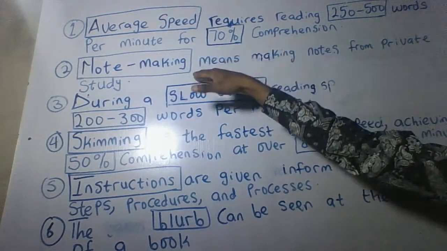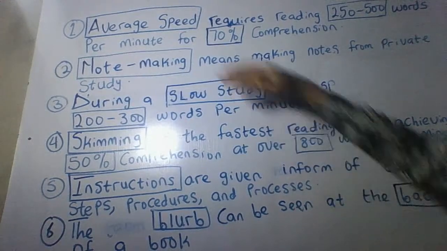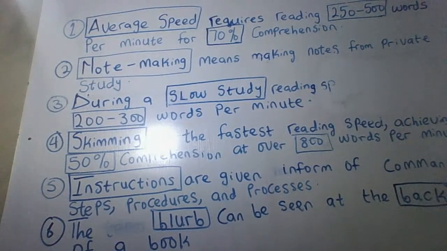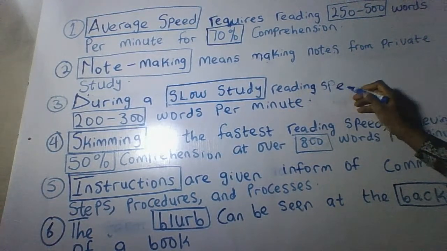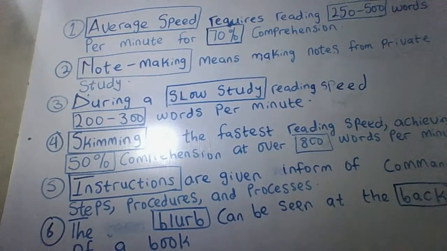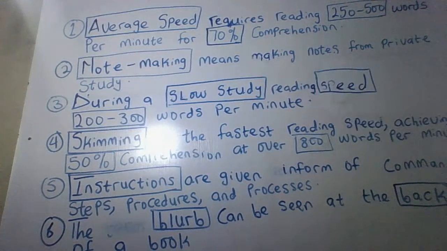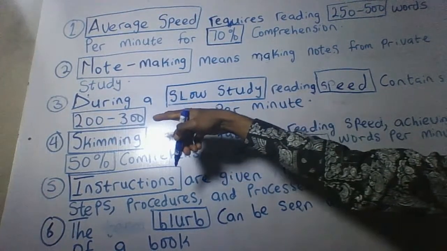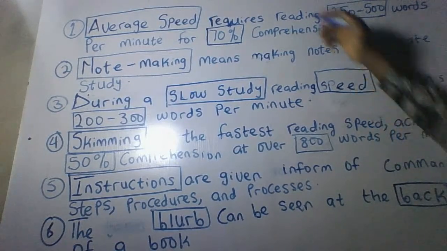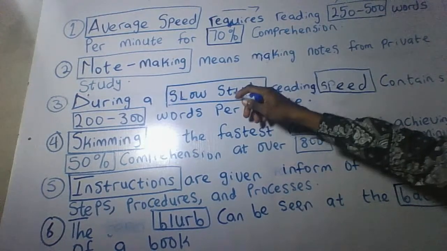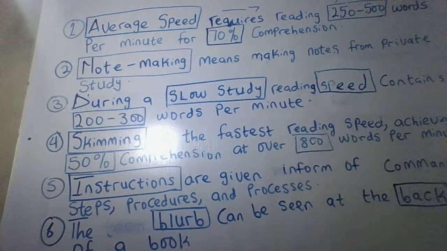Is this one going to come out as well? Question 3. During a slow study reading speed, it contains 200 to 300. So now take a look at these differences. Average study speed is between 250 to 500. Slow study includes 200 to 300 words.